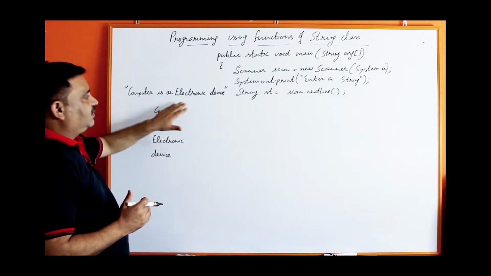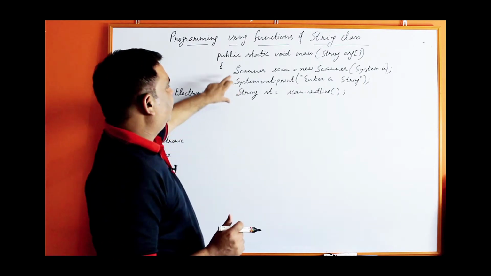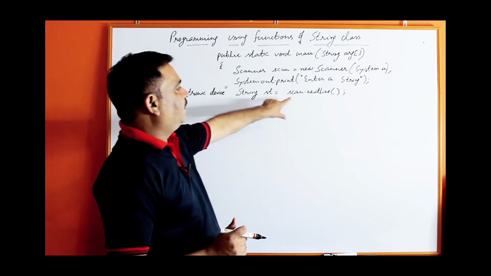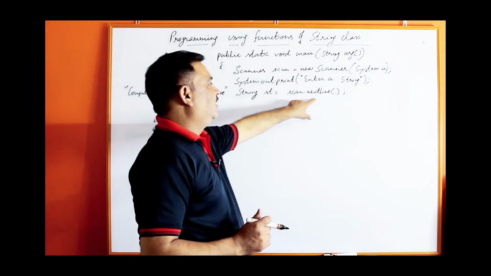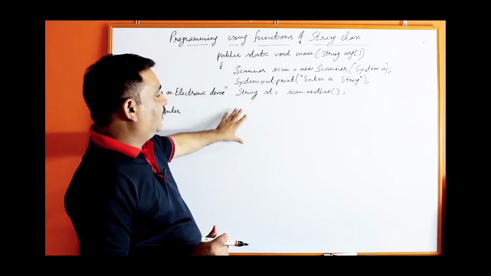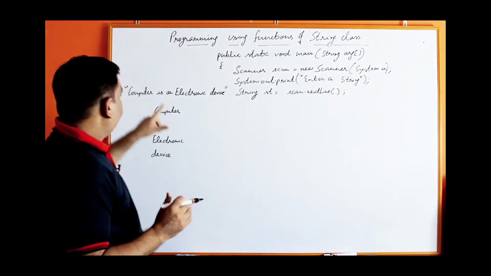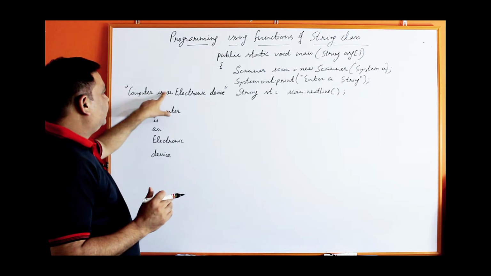So, for this, first of all you have to input the sentence, not the word. So, what I did here, I have used the nextLine function to input the sentence instead of the next function. Now, what is the logic behind how to do this program? Words are separated with a single space.